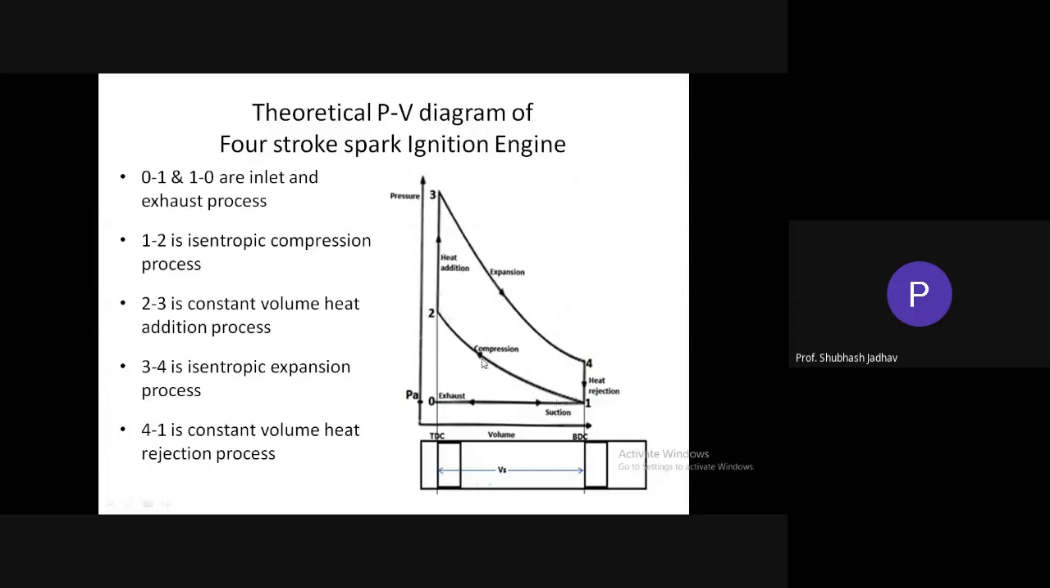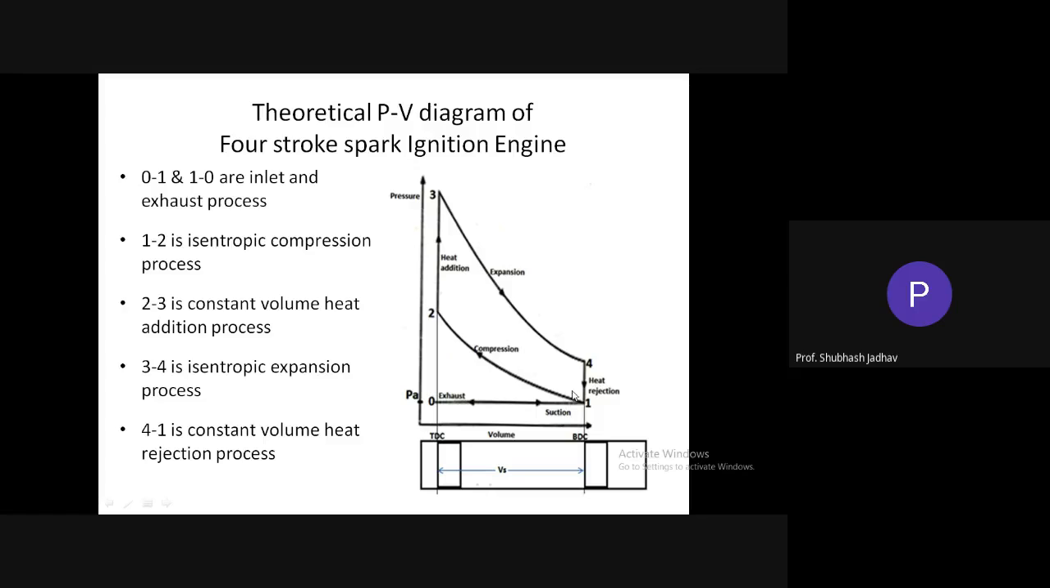So this particular curve indicates that pressure is increasing and volume is decreasing. The arrow indicates it is moving in this direction. It means initially the volume was higher. When it comes to here, the volume was minimum. Here the volume was maximum. Here the volume was minimum. Here the pressure was minimum. Here the pressure was maximum.